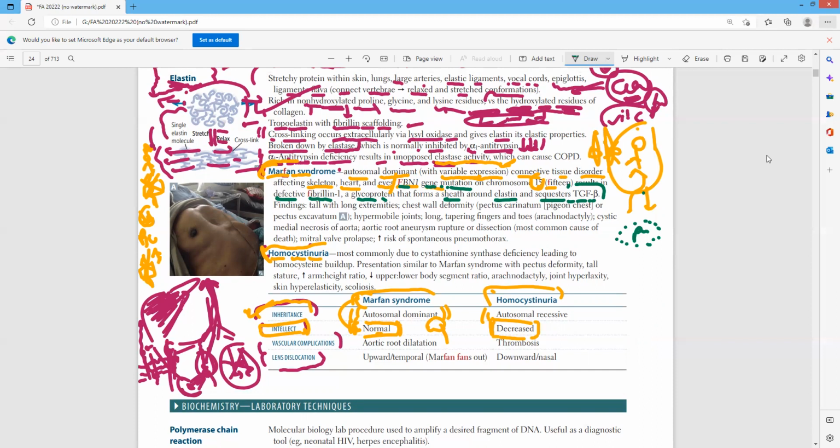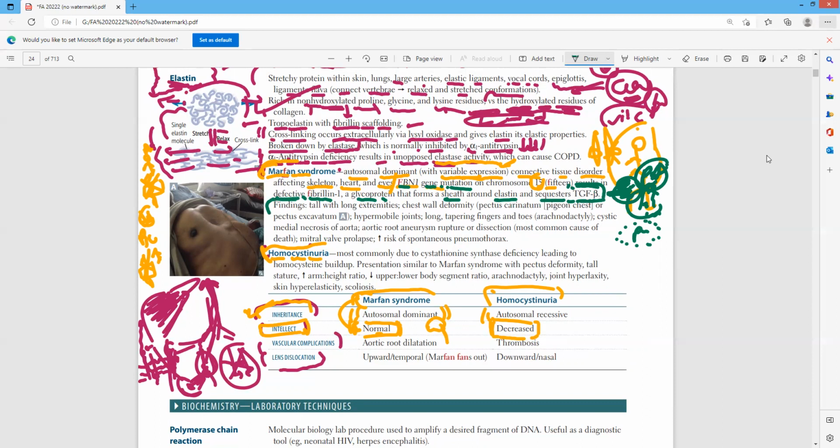Here, TGF beta is responsible for what? We will see that in pathology, so be prepared to associate that. I want you to associate TGF beta with fibroblasts and with collagen, and we will associate that with pathology.